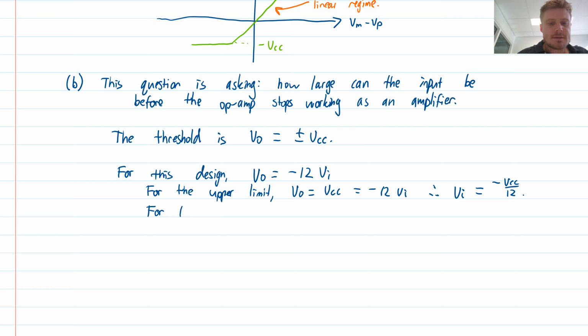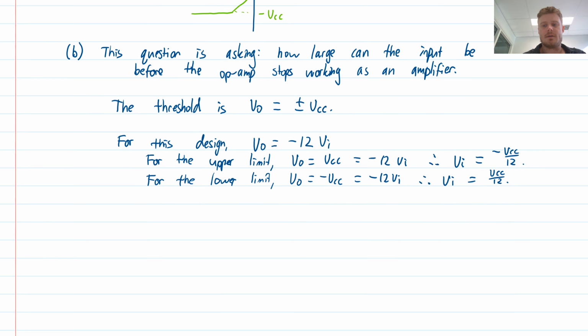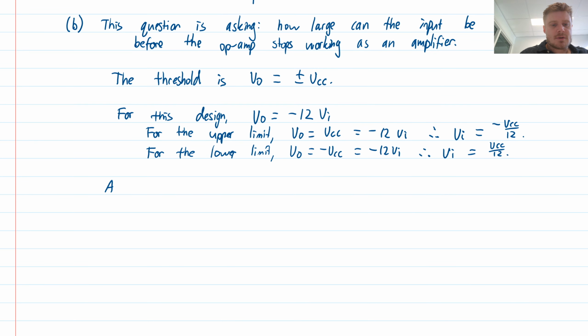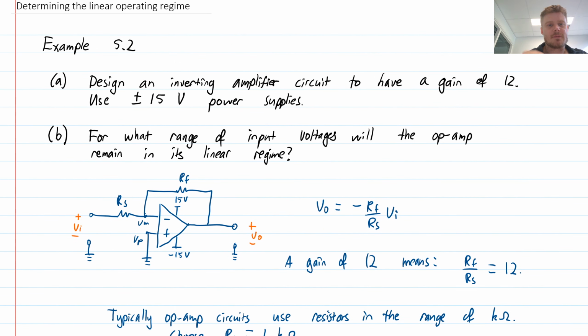And the other way around, for the lower limit, we have V out is minus VCC, but also V out is minus 12 times V in, which means that we have VI is positive VCC over 12 for this design. Also, VCC is equal to 15 volts. That was one of our design inputs for this circuit, right? Use plus minus 15 volt power supplies.